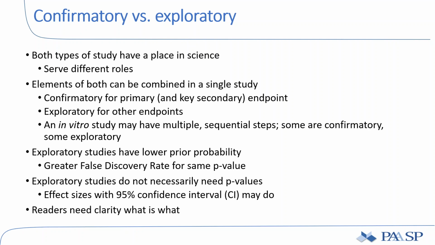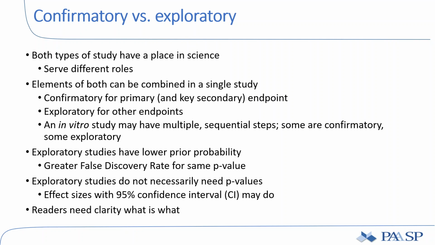One of the troubles with exploratory work is that it has a lower prior probability for a certain outcome. And as I will show you in more detail tomorrow, a lower prior probability means that the chance that an observed p-value represents a true finding goes down. Actually, some people say exploratory studies do not necessarily need p-values. Funny enough, many professional statisticians now believe that p-values are vastly overused, particularly in experimental biomedicine.